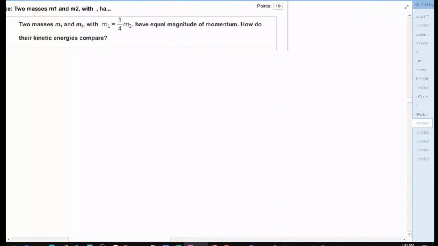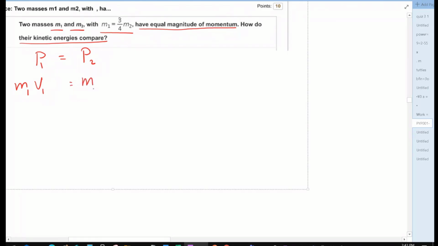Two masses, M1 and M2. M1 is 3/4 of M2. They have equal magnitudes of momentum. How do their kinetic energies compare? So let's say the momentum 1 equals the momentum 2. What is the first momentum? Mass M1 times speed V1 or velocity V1. What is the second momentum? Mass M2 times the velocity V2.